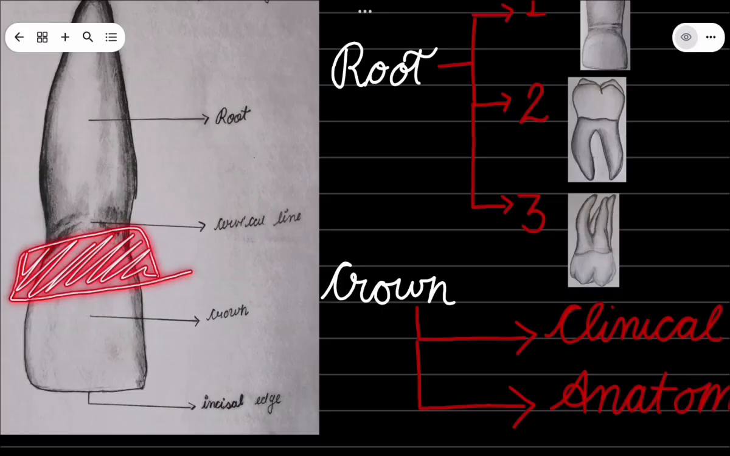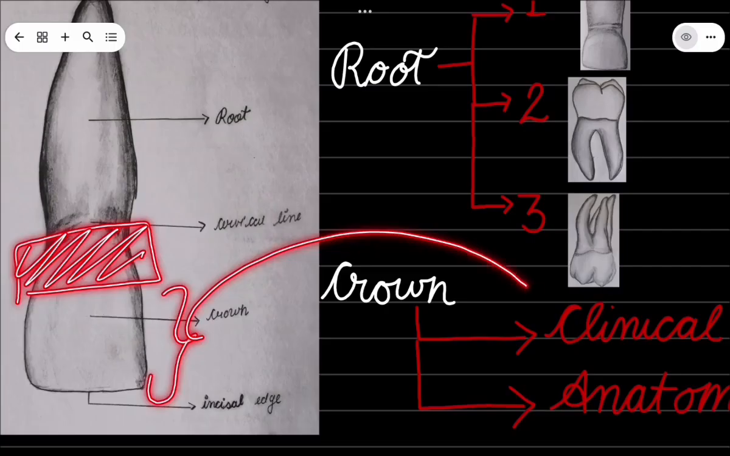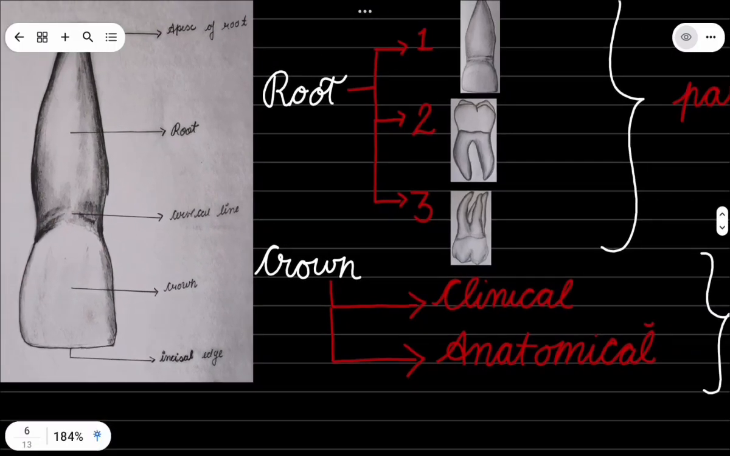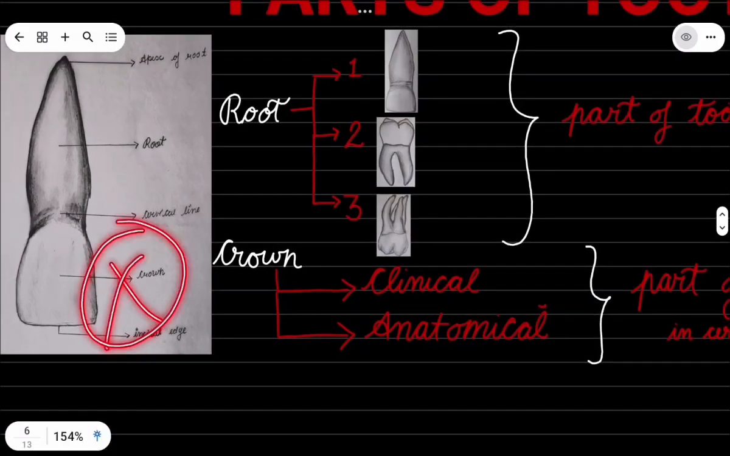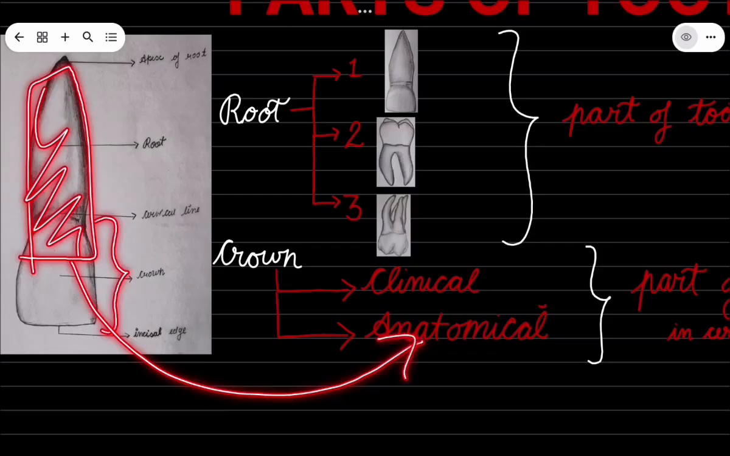Now this part which is not covered by gums is the only part which we can actually see in the oral cavity. So whenever you smile, what you see will not be the entire tooth, but only the part which is not covered by gums or gingiva. This is called the clinical crown, the crown not covered by gums. And the entire crown, both covered by gums and not covered by gums, is called the anatomical crown.